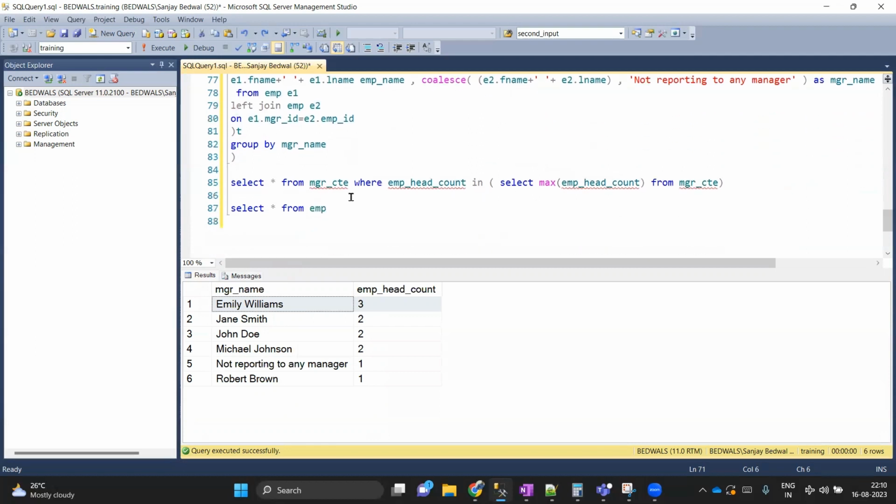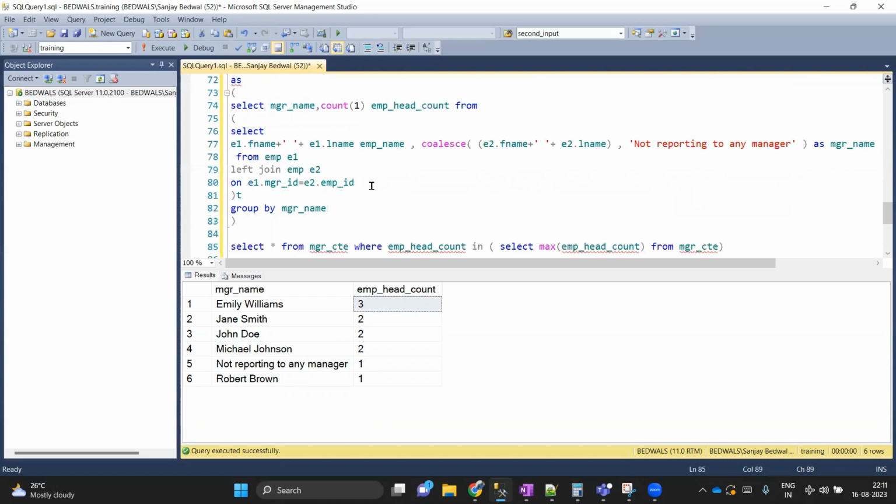Now I'm going to do a select star from the CTE, but after that I have one filter condition: I'm going to print only that record where the employee head count is equal to the maximum of employee head count from the same CTE. I think it will be better if we keep IN over here. IN will be helpful in the scenario where two people share the same employee head count. I think you should be able to understand this. This is a very simple query. Now let's try to run it.